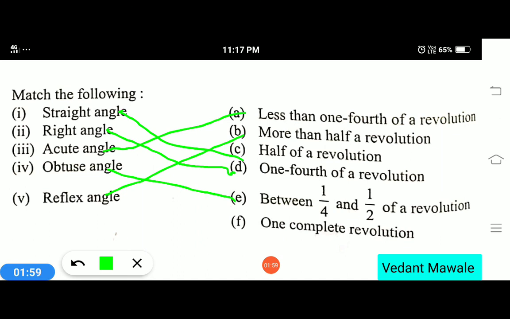And then, one complete revolution is not an option here, so I will show how a complete angle is. So it is like this. It is a 0 degree angle.